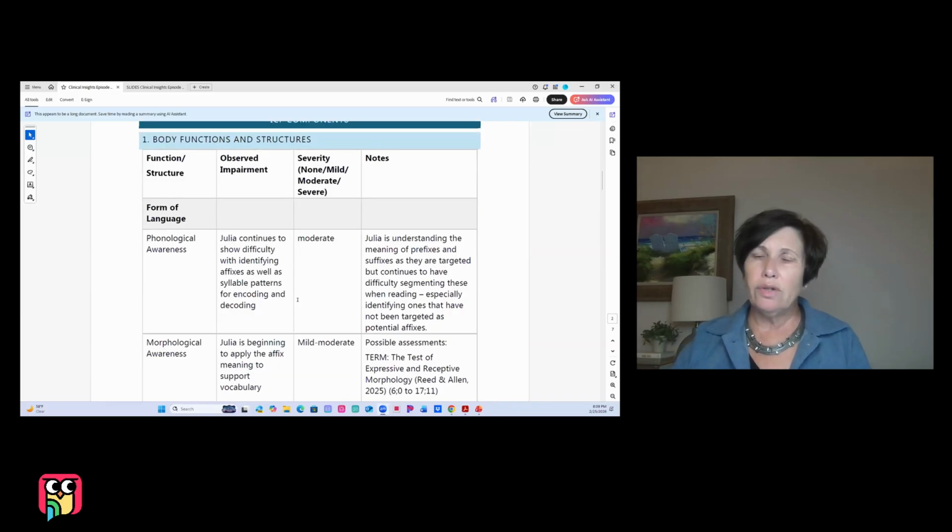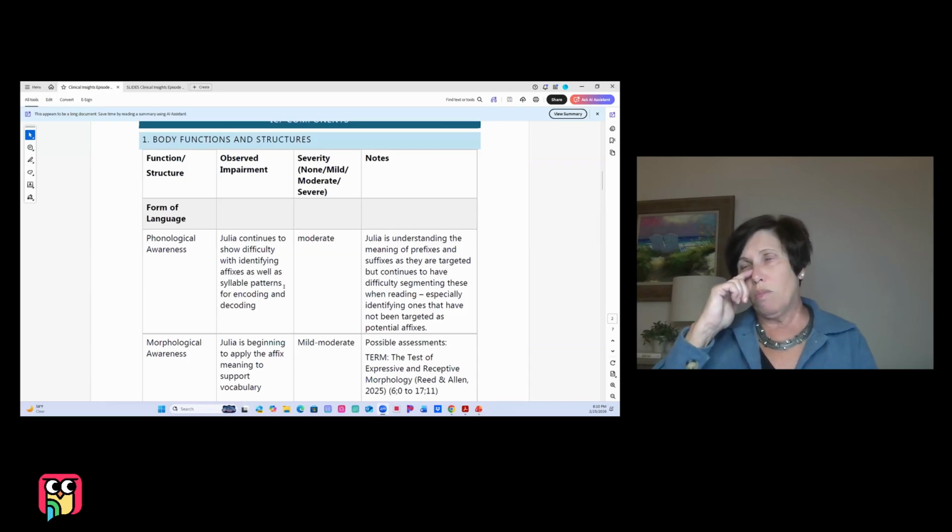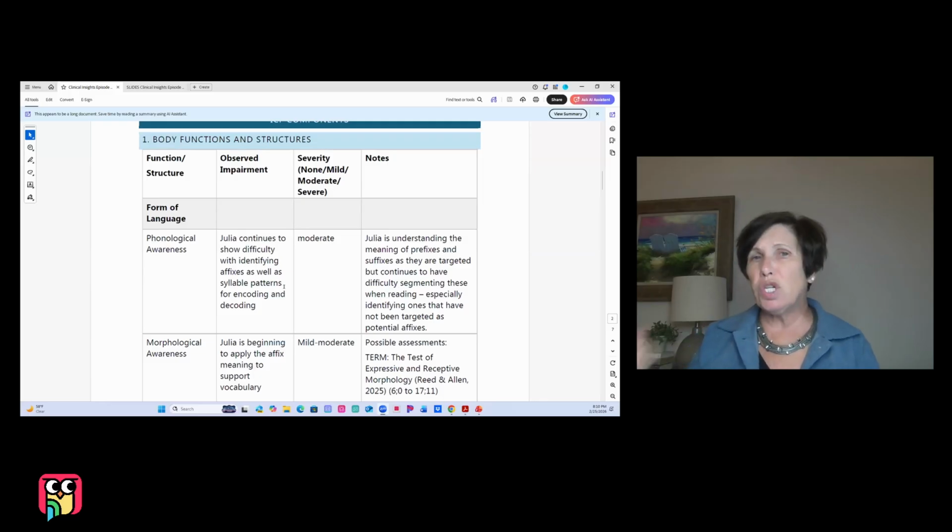Phonological awareness, she continues to have difficulty identifying the affixes. We'll look at a video of her where she's actually left off a past tense ed as she's reading as well. So those inflections continue to come into play a little bit for her. Although she uses those for spoken language, she's still having some difficulty on those when she's reading aloud as well.